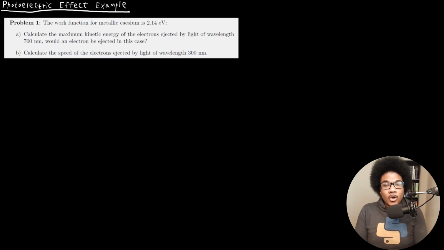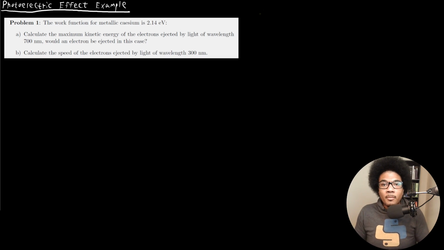In this video, we're going to look at an example problem using the model we derived in the previous video for the photoelectric effect. So let's look at this problem. It says that the work function for metallic cesium is 2.14 electron volts, eV. It's got two parts. A: calculate the maximum kinetic energy of the electrons ejected by light of wavelength 700 nanometers. Would an electron be ejected in this case? And B: calculate the speed of the electrons ejected by light of wavelength 300 nanometers.